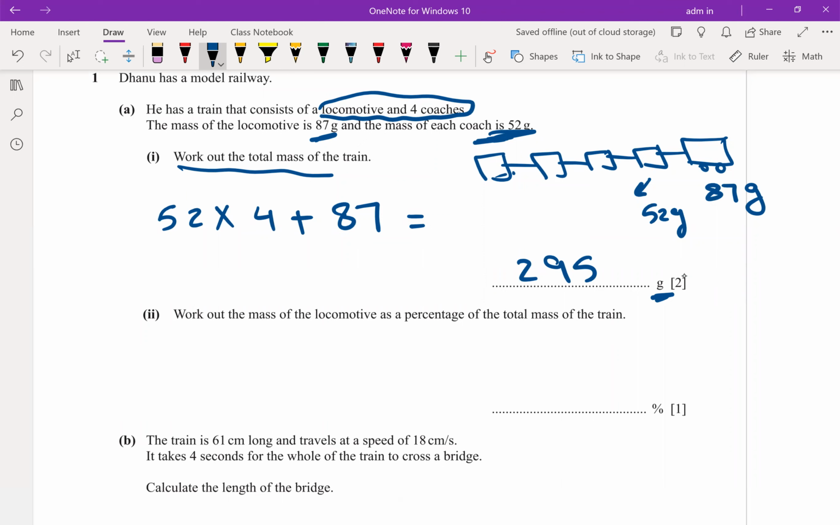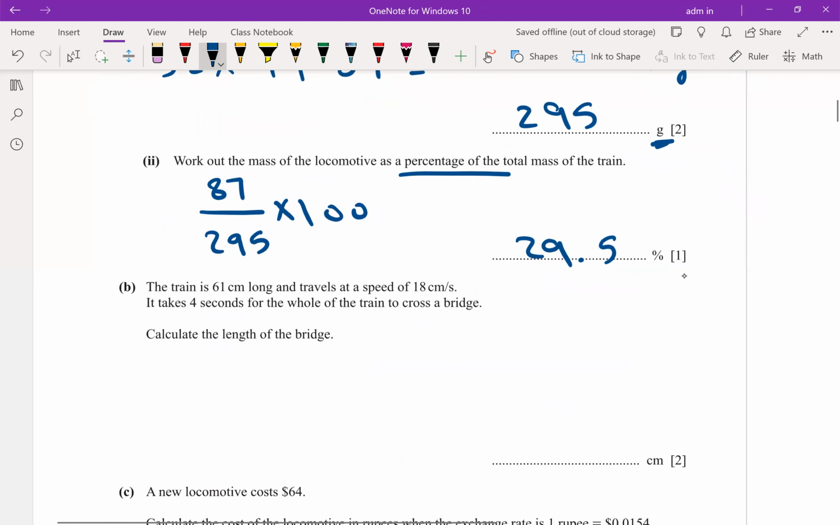Question number 2. Work out the mass as a percentage of the total. When I ask you to get a percentage, it means fraction times 100. What is the mass? It is 87. What is the total? 295. What is the final answer? 29.5.